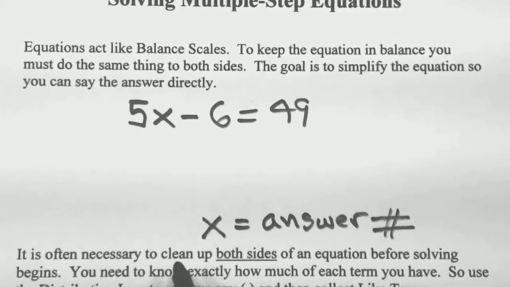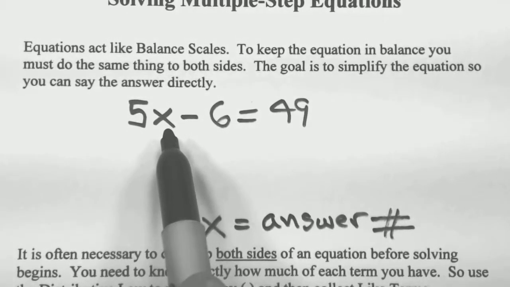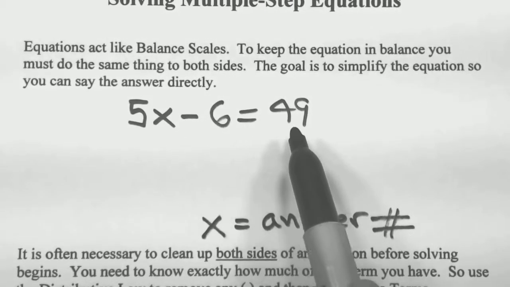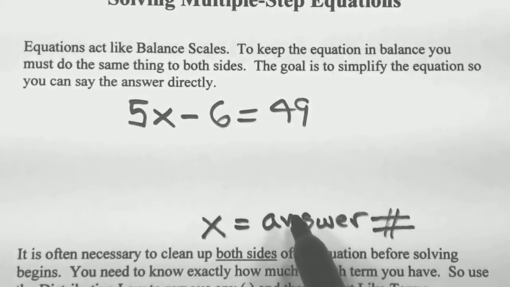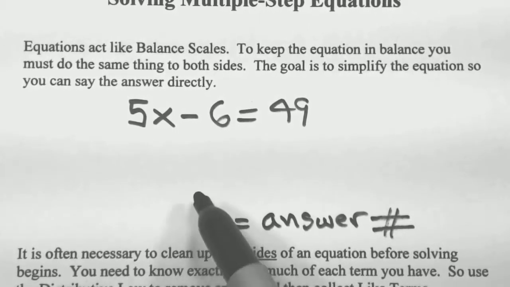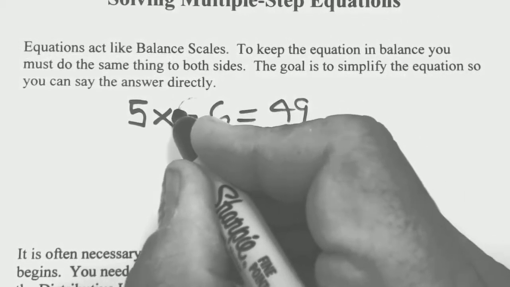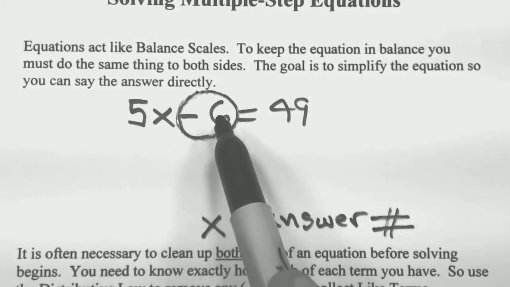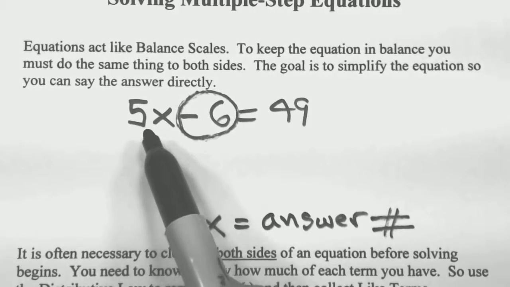Well, let's look at this equation up above. We've got two terms on the left, one of them that has an x in it, this is 5x. The other term is -6, that's a plain number. And of course the 49 on the right side is a plain number. Plain numbers are what we want on the right side, so this is okay. Terms with x is what we want on the left side, so this is okay. The only one that's out of place here is this one, which I'll circle. It's a plain number, but we don't want plain numbers on the left side. We only want terms with x.